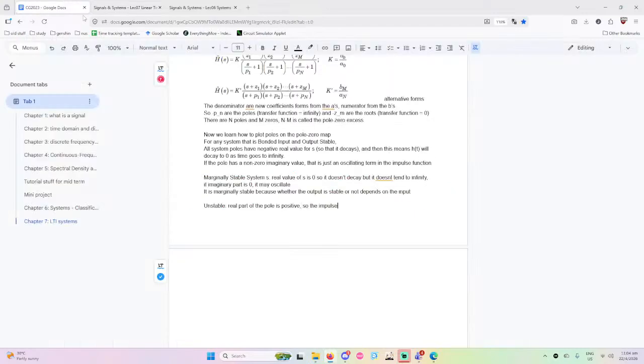So if minus r is larger than 0, it means that the magnitude will increase with time. As t tends to infinity, the magnitude of the impulse response will tend to infinity. So we call it blow up. And then let's look at the examples here.